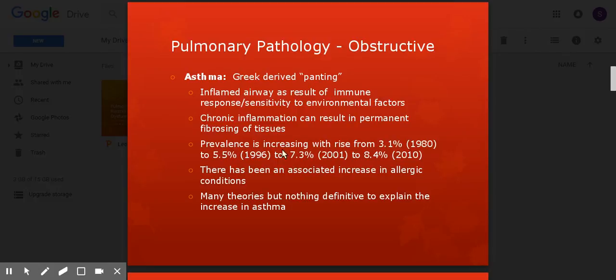The prevalence of increasing asthma, I give the numbers here: 3.1% in 1980, to 5.5% in 1996, to 7.3% in 2001, and finally the most recent numbers reported in the text, 8.4% in 2010. Along with the increased rise in asthma, there's been an associated increase in allergic conditions diagnosed as well.